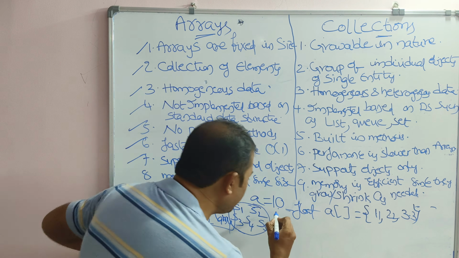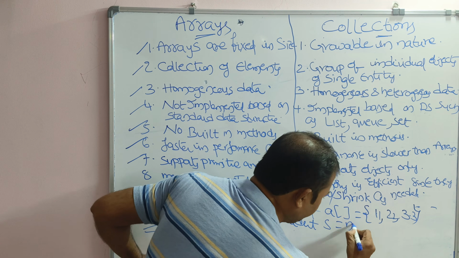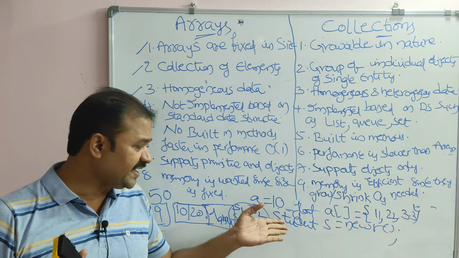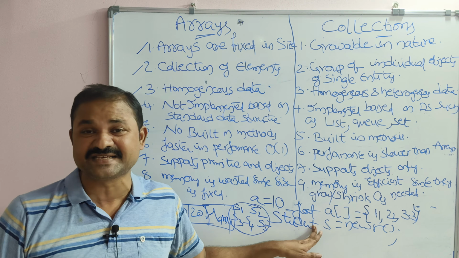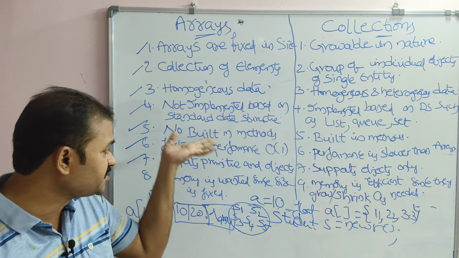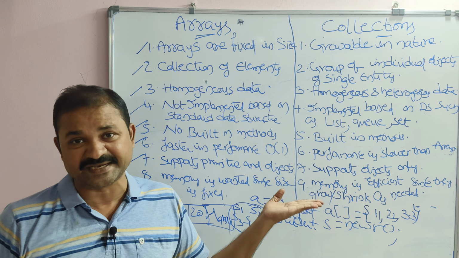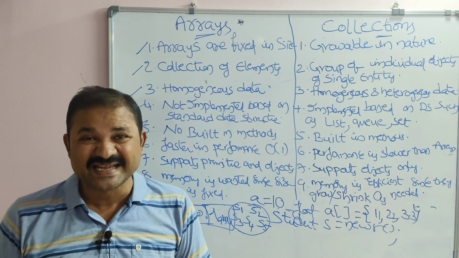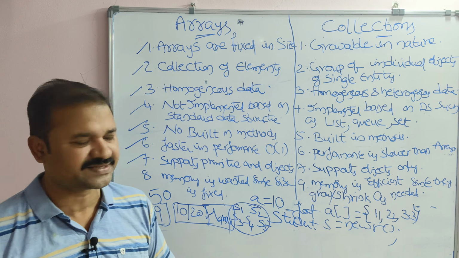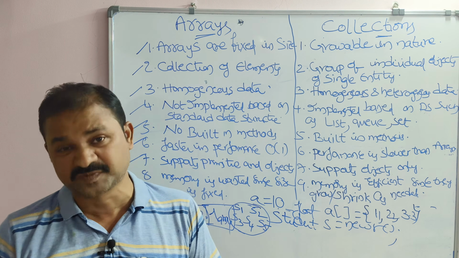Like if it is a student class, then we can use the student reference. With the help of classes, references, and objects also, we can perform the operations. So arrays support both primitives as well as the corresponding objects. Objects may be a string reference or some user defined objects like this. Whereas collection supports only objects.